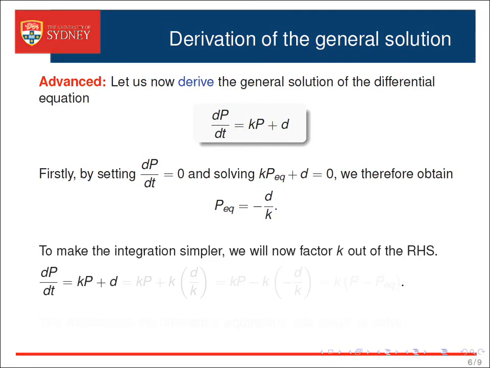It is useful to factor out k from the right-hand side of the differential equation. We can do this by writing d as k times d on k. This gives the right-hand side of the differential equation as kp plus k times d on k. Now remembering that P equilibrium is negative d on k, we can write the right-hand side as k times P minus k times negative d on k.